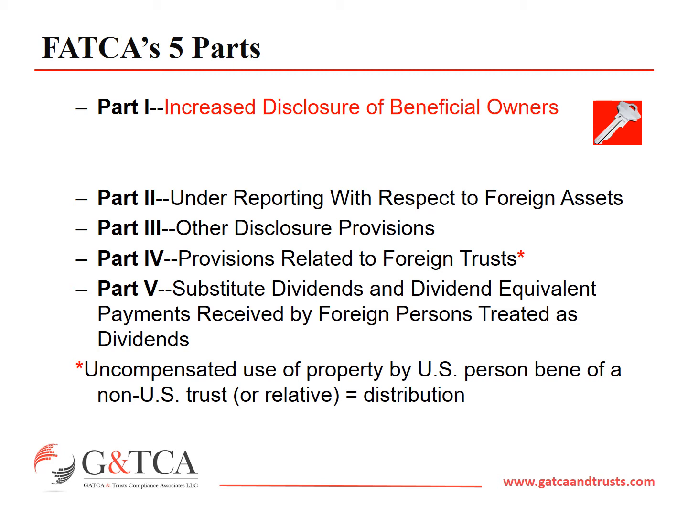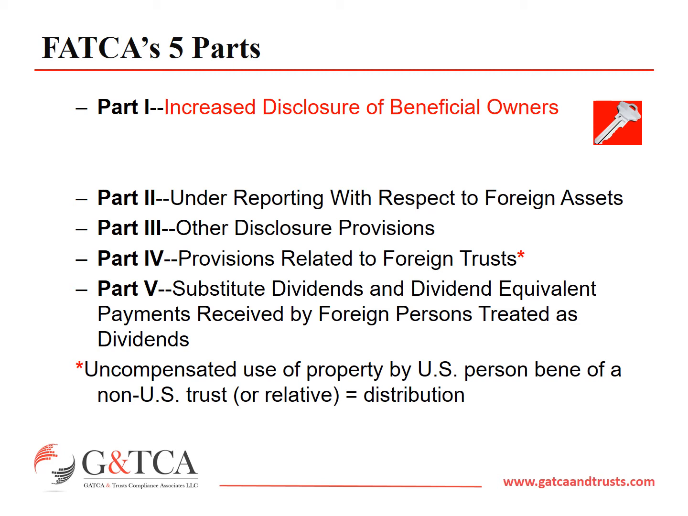Therefore, if you're in such a situation and you are providing information to your US person beneficiaries about their distributions, you should be including that uncompensated use in the documentation that you provide them. For example, in the foreign grantor trust beneficiary statement or foreign non-grantor trust beneficiary statement that you provide them.